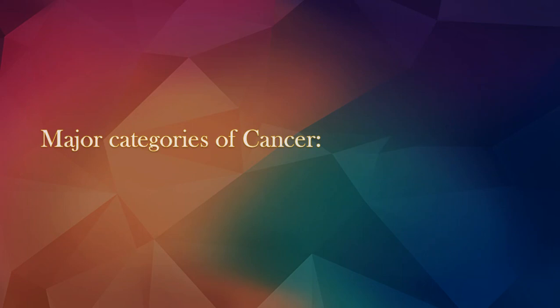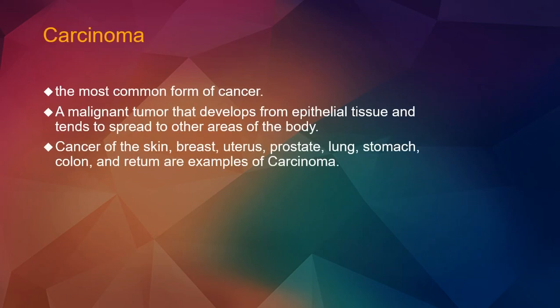So, these are the major categories of cancers. Okay po, number one, we have carcinoma. Have you heard the word carcinoma? So, carcinoma is the most common form of cancer. It's a malignant tumor that develops from epithelial tissue and tends to spread to other areas of the body. Okay? So, it's called carcinoma. Cancer of the skin, cancer of the breast, cancer of the uterus for female, cancer of the prostate for male, cancer of the lung, cancer of the stomach, colon, rectum. These are examples of carcinoma.